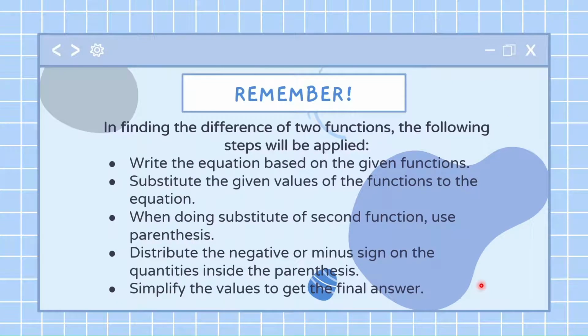So just like in getting the sum, getting the difference is very easy as long as you follow these steps. So remember, in finding the difference of two functions, the following steps will be applied. Write the equation based on the given functions, substitute the given values of the functions to the equation, and when doing the substitution of the second function, use a parenthesis. Then, distribute the negative or minus sign on the quantities inside the parenthesis. Then the last step is to simplify the values to get the final answer. So write the equation, substitute, parenthesis, distribute, and simplify. Those are the 5 easy steps that will help you in getting the difference of two functions.